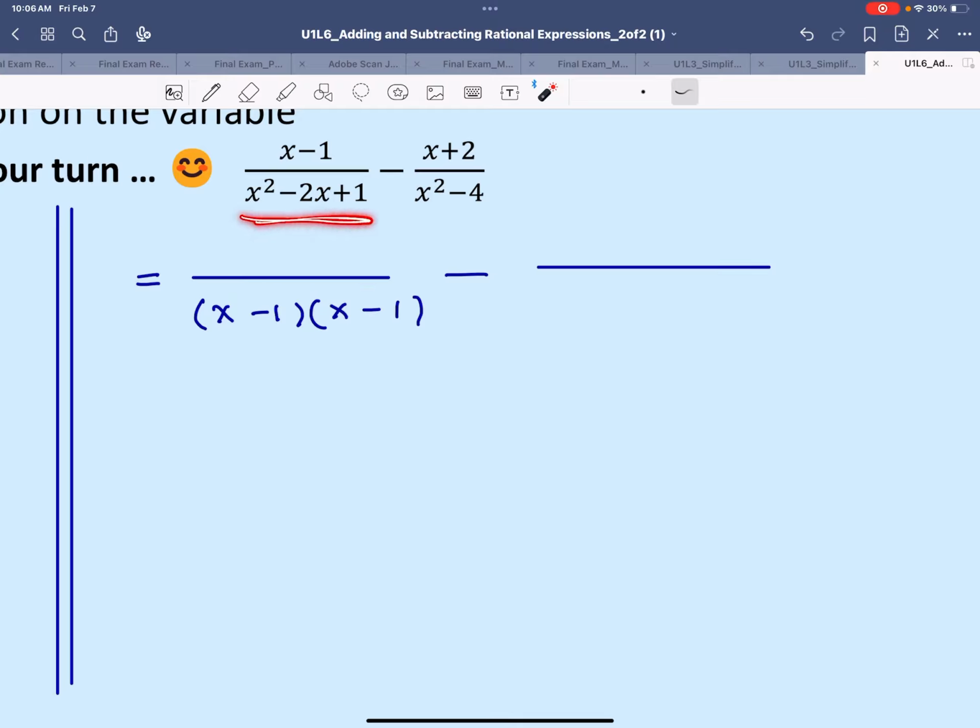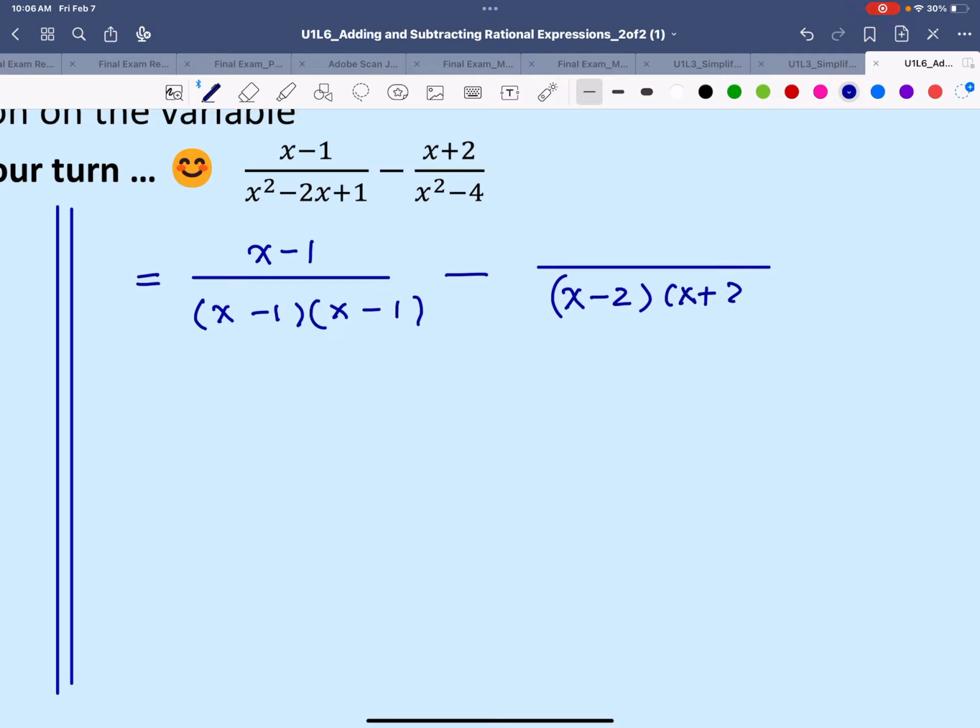You can always, since we're talking about it, factor a perfect square trinomial like we normally do any trinomial, as a general trinomial. And now here we have x minus 1 in the numerator. And the next fraction, or rational expression, we have x minus 2, x plus 2.